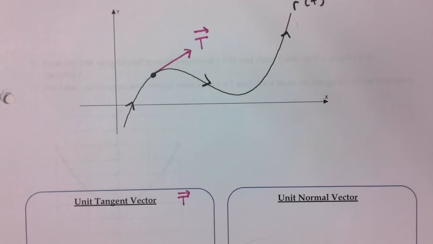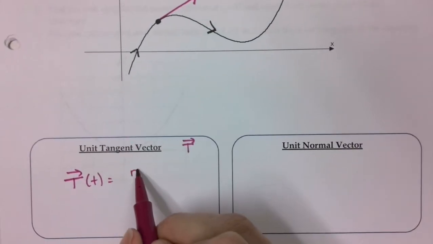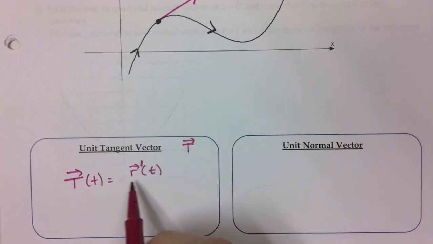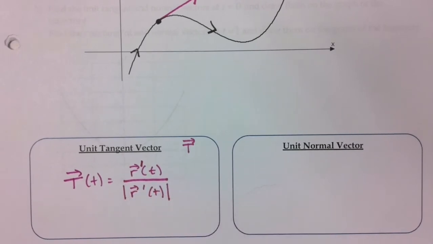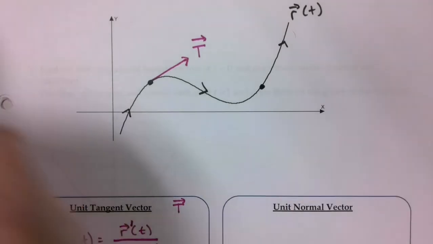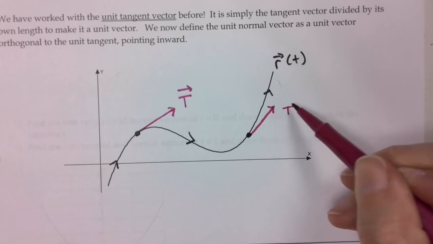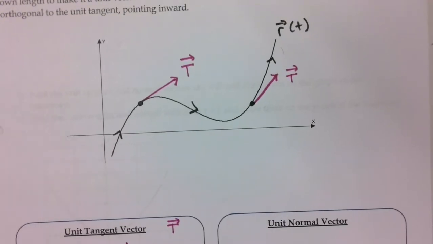Now, we've already seen the tangent vector, so let's just remind ourselves how it is found. You take the derivative of the position, r prime, and you divide it by its magnitude in order to make it a unit tangent vector. All right, now what about the normal vector? And for the record, if you're over here, then your tangent vector is actually in this direction.